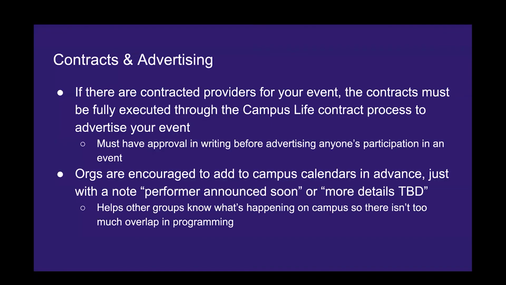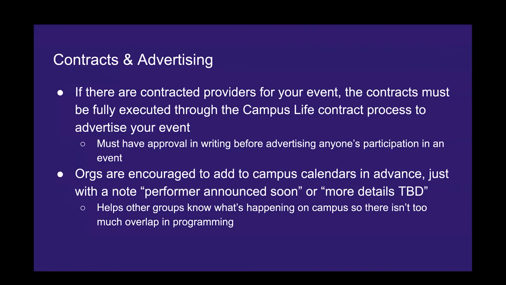If there are contracted providers for your event, the contracts must be fully executed through the Campus Life contract process to advertise your event. What this means is the contract needs to be signed by both parties, Northwestern and the second party, in order for you to actually promote the specifics of what the contract entails. So, for example, if you're bringing a speaker to campus, you are not allowed to promote the person's name in your advertisements until the contract has been fully executed through our process.